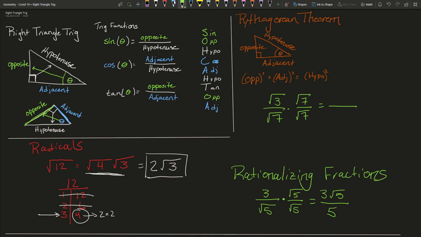The denominator is the easiest part. Square root of 7 times square root of 7, that's just 7. And then on top, we have rad 3 times rad 7. Because they're both under a square root, we can multiply them together, and we get rad 21. So that would be our rational final answer.